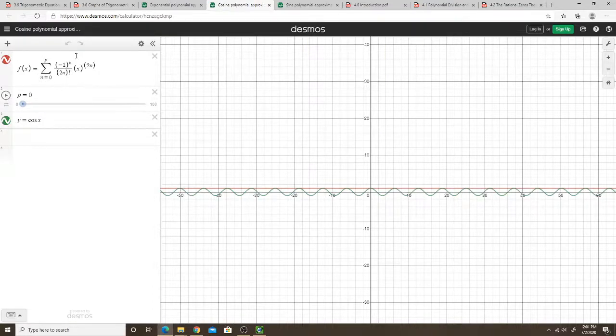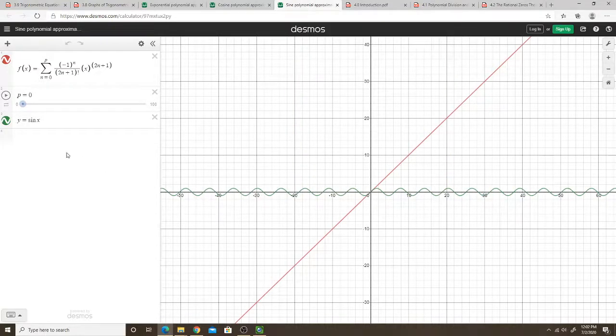So here's the infinite polynomial for the cosine function. Again, the cosine function's in green and the approximating polynomial's in red. If we just have one term, then it's not a very good approximation. But if we let this thing have more and more terms, then you see that it turns into the cosine function. So if you let p go to infinity, you're going to end up with the cosine function, which is a pretty cool thing. It gets harder for Desmos to do the calculations the more terms you get. But it's pretty cool.